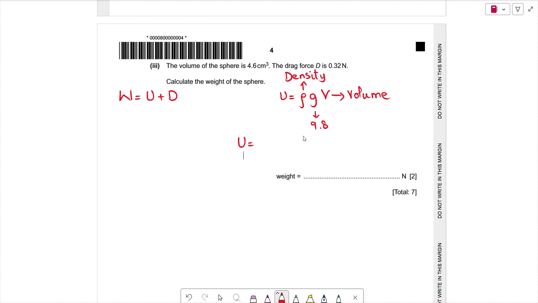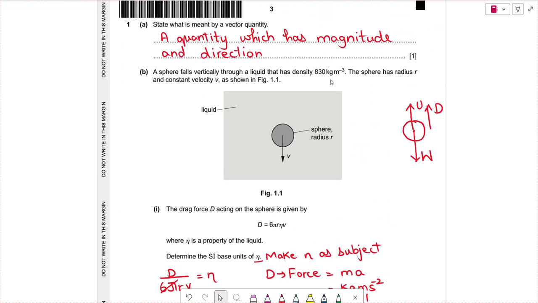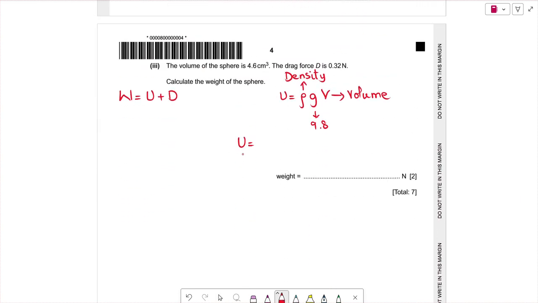Now let's put the values in this expression. Upthrust: density was already given, which is 830. So density is 830 times 9.8, and the volume is 4.6 centimeter cube. Now, we have to convert centimeter cube into meter cube. How do we convert it? By dividing it by 100 cube. So the upthrust force is equal to 0.037 Newton.